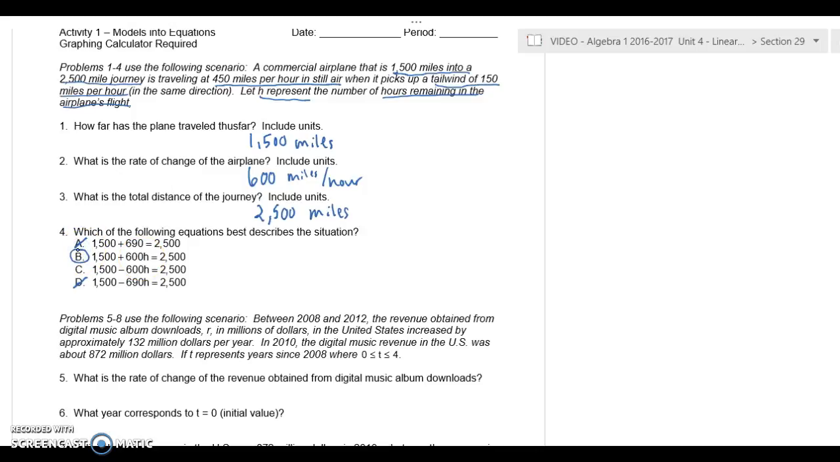And if I think about C, and if I actually were to solve this, if I solve for H, I would subtract 1,500 from both sides, then I would divide by negative 600. What I would end up getting is a negative value for the number of hours. And that really doesn't make any sense. We're not really going to travel back in time. We're traveling forward.